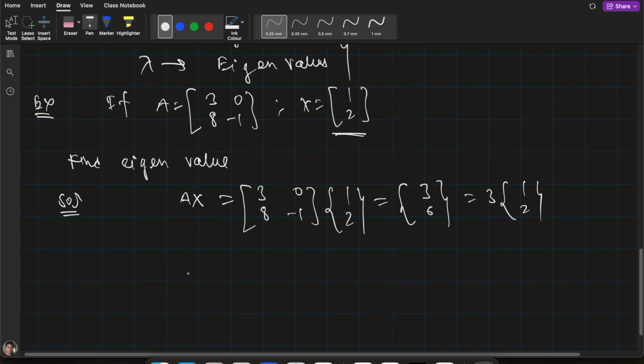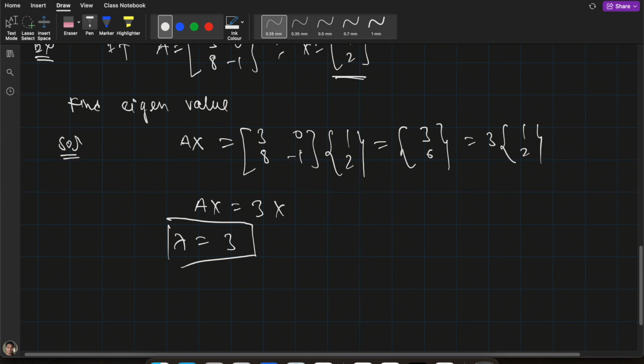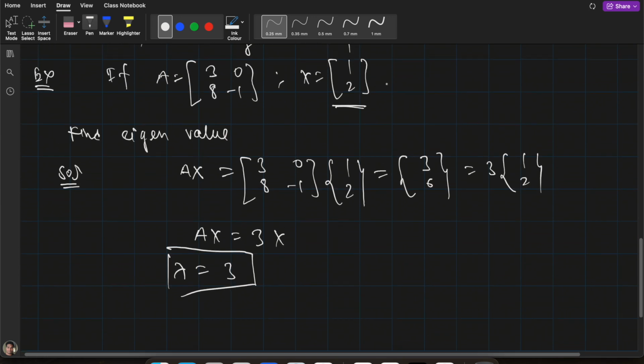So what is the eigenvalue? You can see that Ax equals lambda times x. So lambda equals what? Not 2, 3. Yes, so lambda equals 3. In this case the eigenvalue is lambda equal to 3. But here I have already been given the eigenvector.